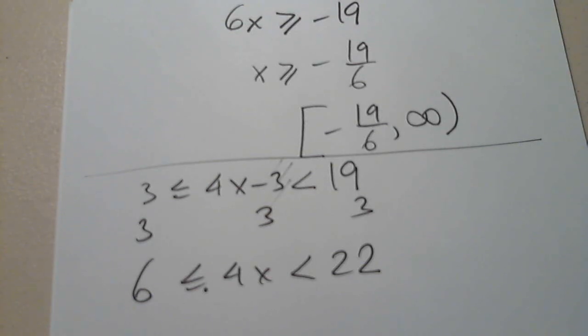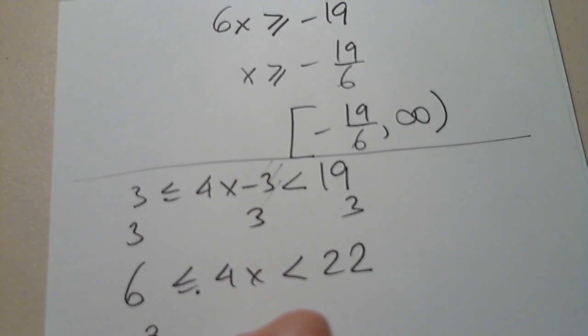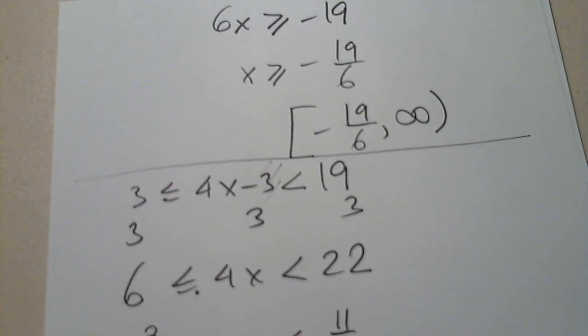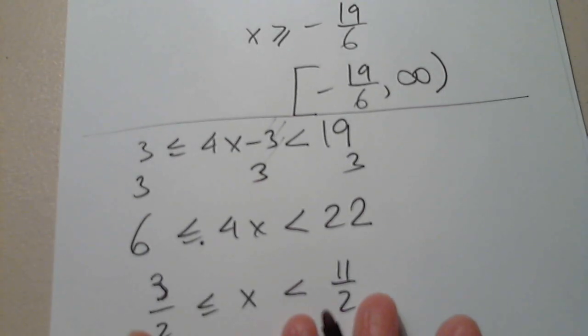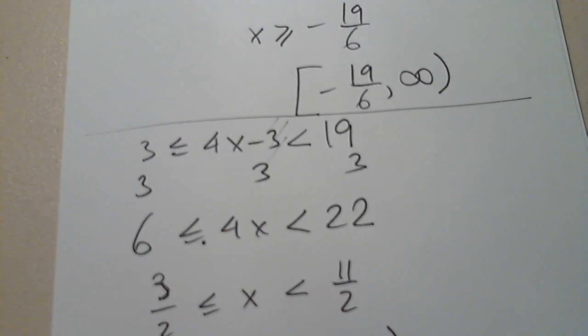Good. Final step. Divide by 4. Correct. Very good. Thank you very much. 3 halves less than or equal to 4 less than 11 halves. And this is it. What you see here. Bracket at 3 halves, parenthesis at 11 halves. This is it.